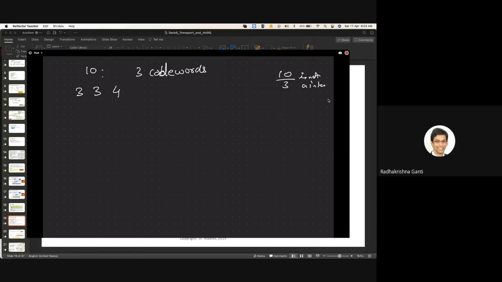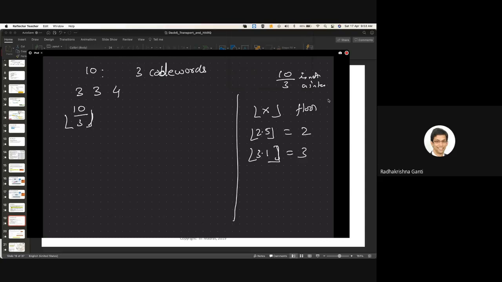So how do you get 3, 3, 4? This is nothing but the floor of 10 by 3. This is called the floor operator. What is the floor operator? If I give 2.5, the floor of 2.5 is 2. You just drop the decimal part. Floor of 3.1 is 3. Similarly, there's a ceiling operator. Ceil of 3.1 is 4. Ceil of 2.5 is 3. You understood? So ceiling means you round off to the greater integer. Floor means you round off to the smaller integer. Agreed?